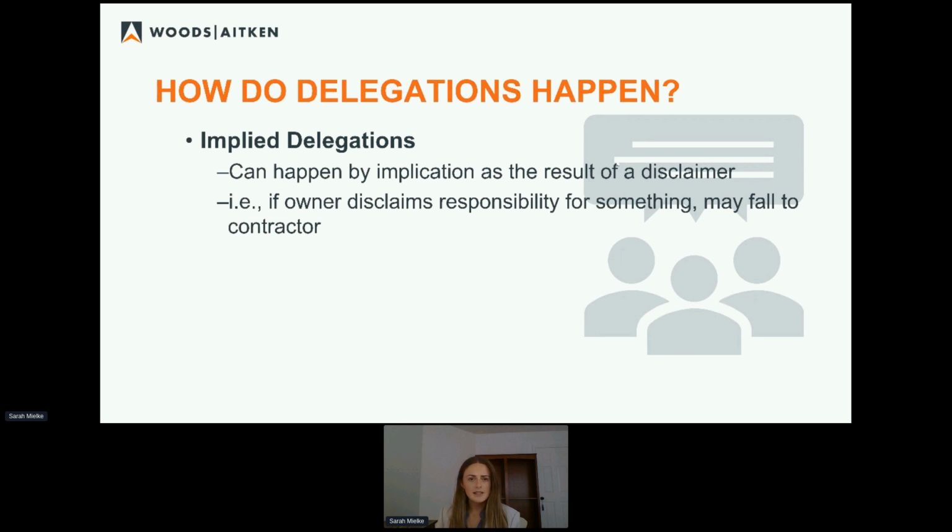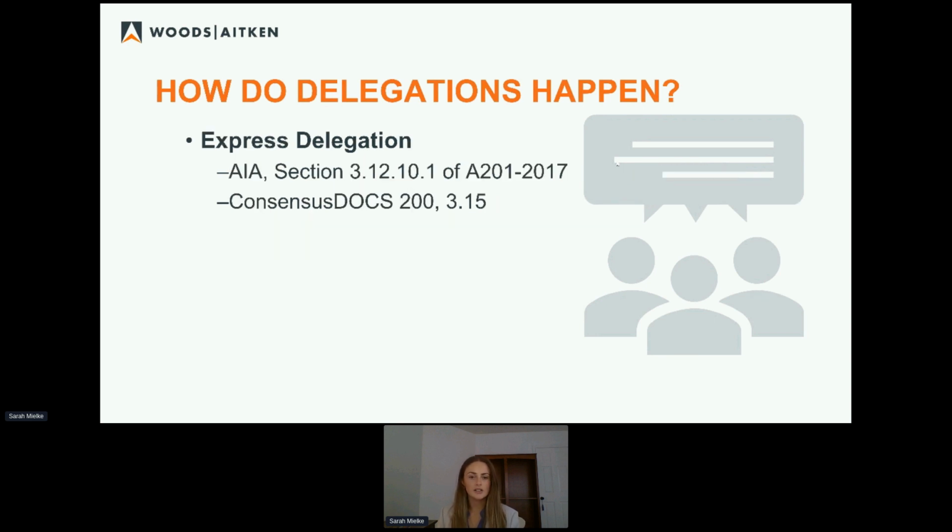As I noted, contracts are the best way, and it's not foolproof, as you'll see. Contracts, though, are the best way to delegate aspects of the design. If you're looking for standard forms, the AIA Section 3.12.10.1 of A201 has some language in there, and the ConsensusDocs 200.315 also has some language.